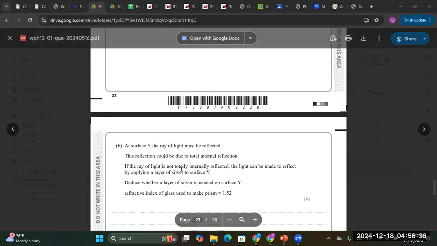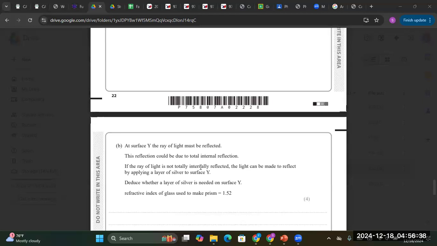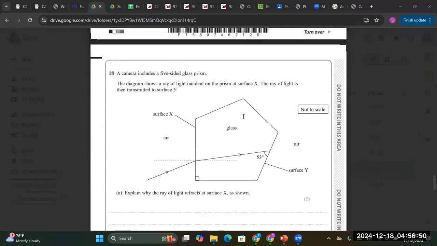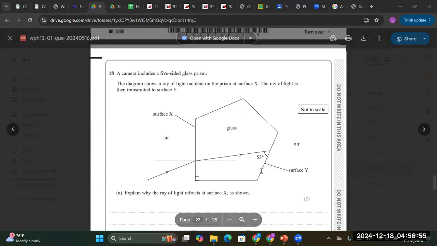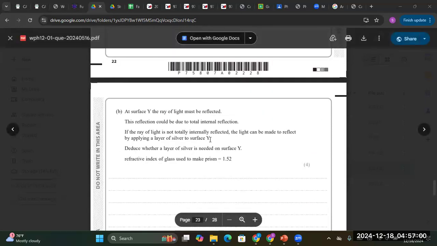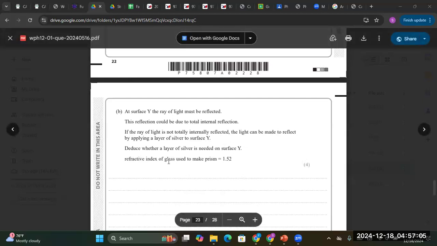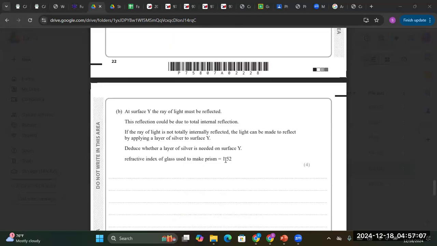If the ray of light is not totally internally reflected, the light can be made to reflect by applying a layer of silver to surface Y. So they're saying that if the light is not reflected back, then we can use a shortcut where we apply a layer of silver over here. So that layer of silver will help in the reflection. Deduce whether a layer of silver is needed on surface Y. The refractive index of glass used to make the prism is 1.52.